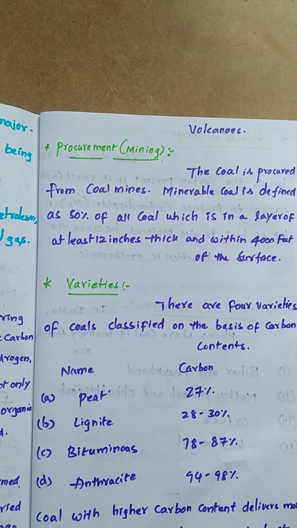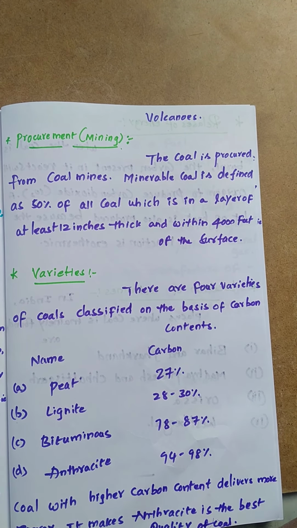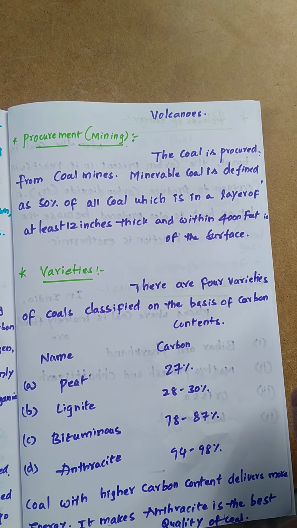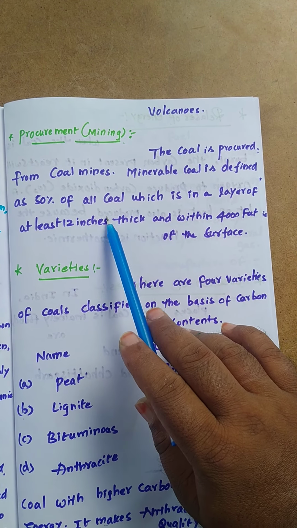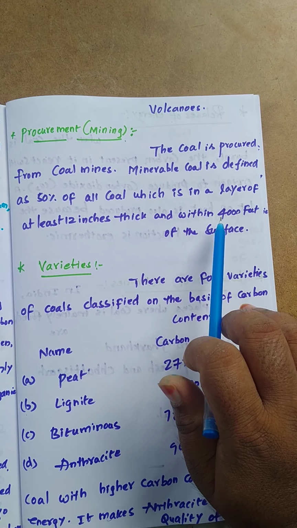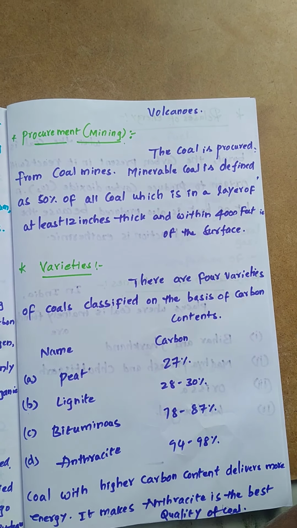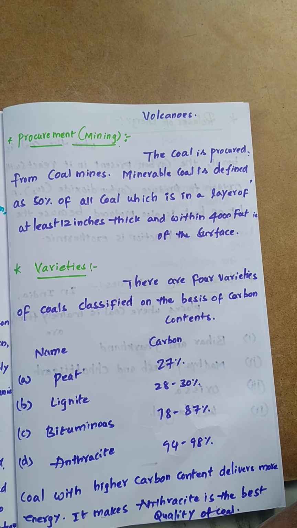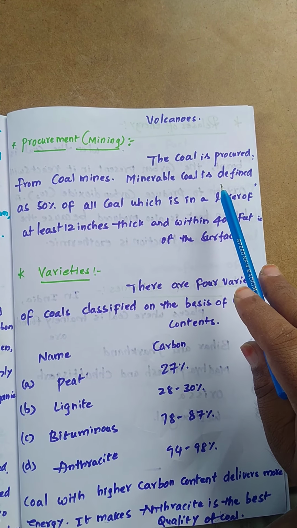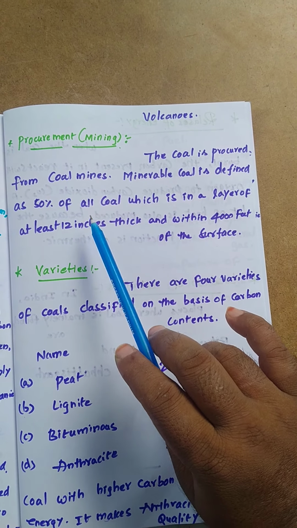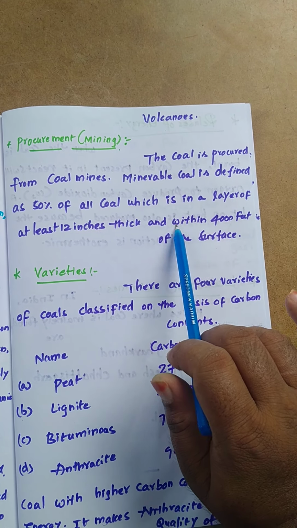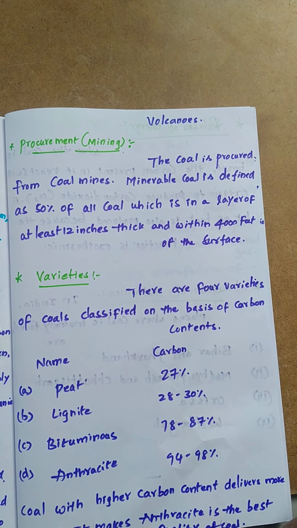See, next one is mining, or procurement. The coal is procured from coal mines. Minable coal is defined as 50% of all coal which is in a layer of at least 12 inches thick and within 4,000 feet of the surface. Again, procurement is nothing but mining.